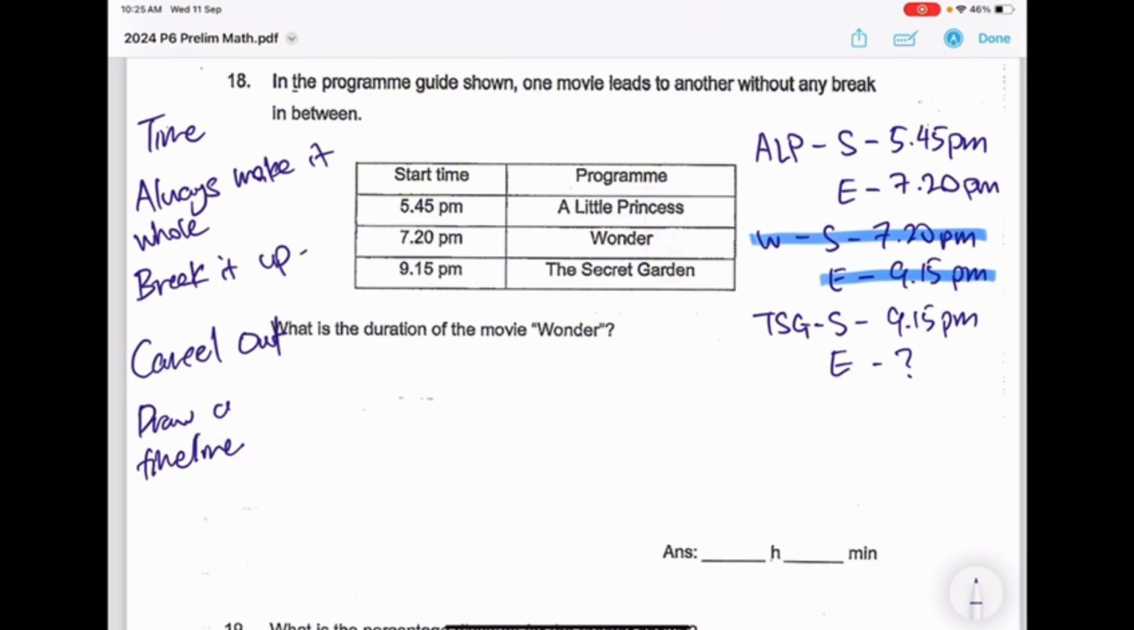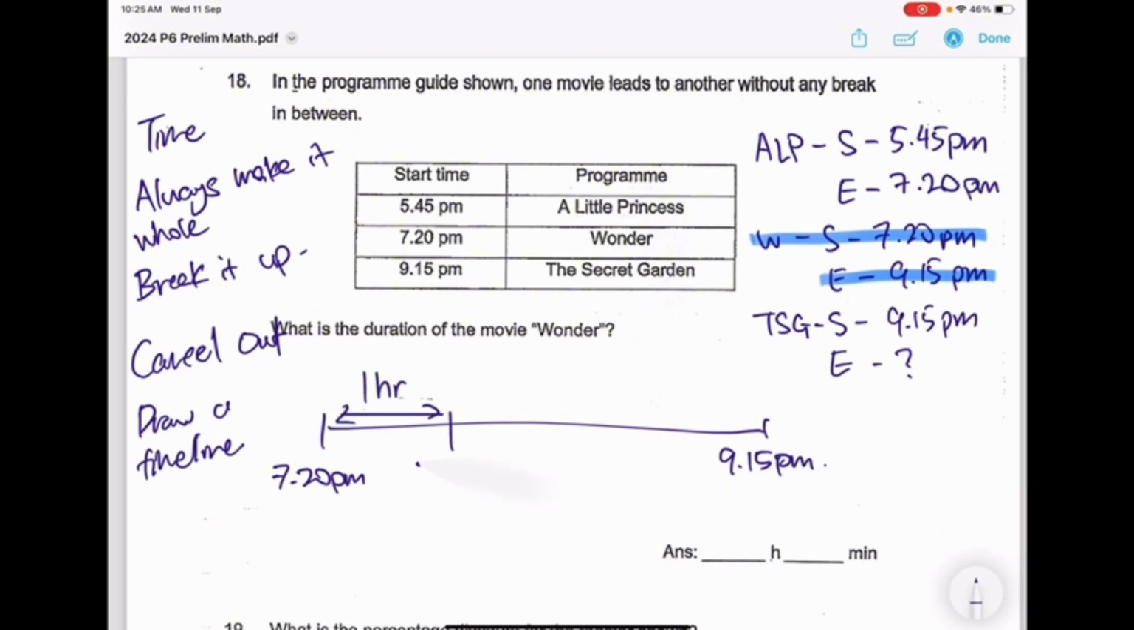Looking at Wonder, we know that it starts at 7:20 p.m. and we want to find the duration of it all the way until 9:15 p.m. So 7:20, after 1 hour it would be 8:20 p.m. But you realize that the next hour, if I were to add another hour, it would already be 9:20 p.m., which is actually past the end timing.